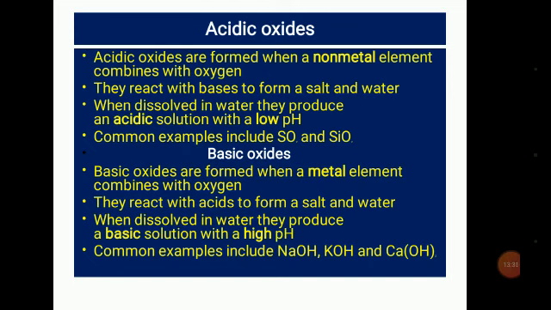Basic oxides. Basic oxides are formed when a metal element combines with oxygen. They react with acids to form a salt and water. When dissolved in water, they produce a basic solution with a high pH. Common examples include sodium hydroxide, potassium hydroxide, calcium hydroxide, etc.